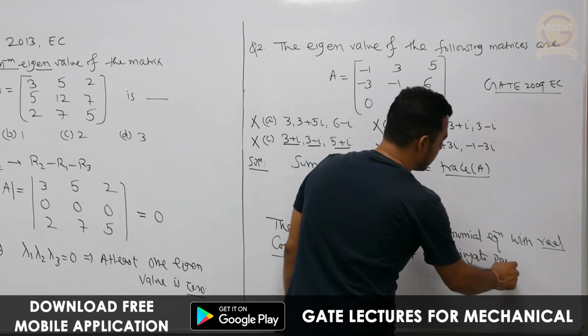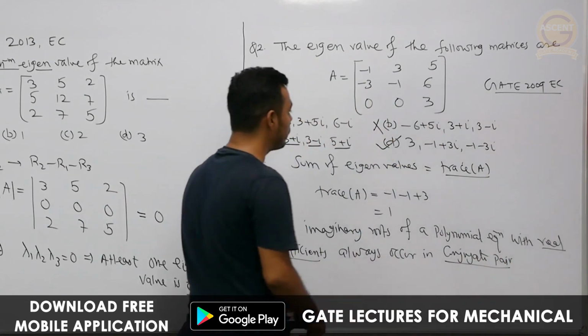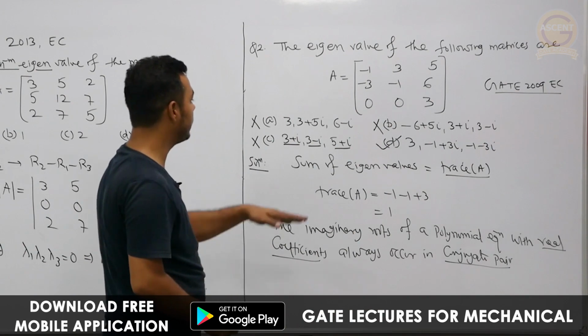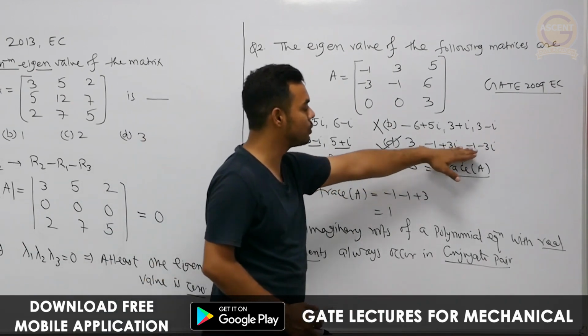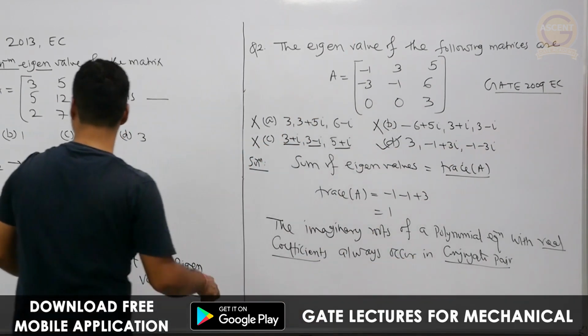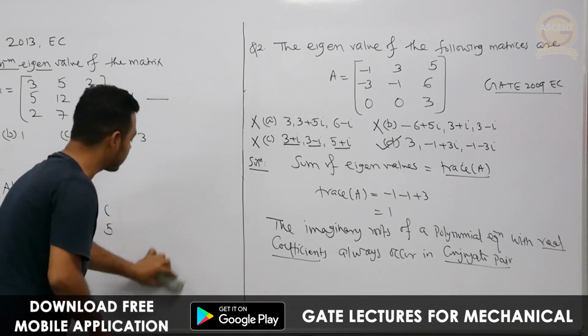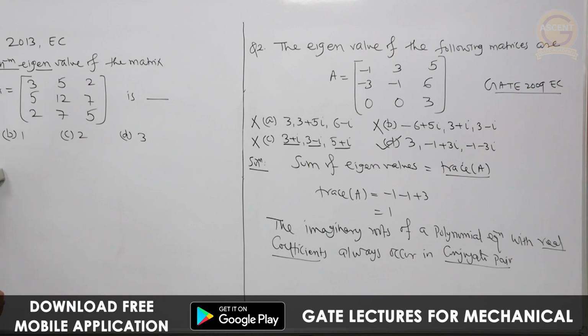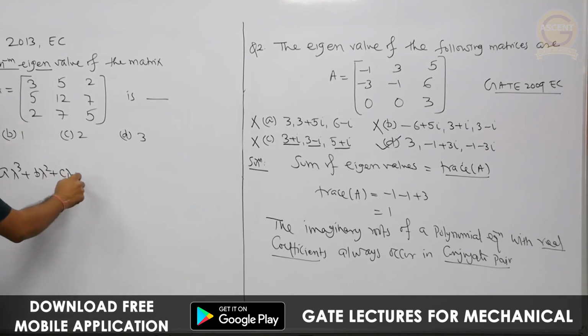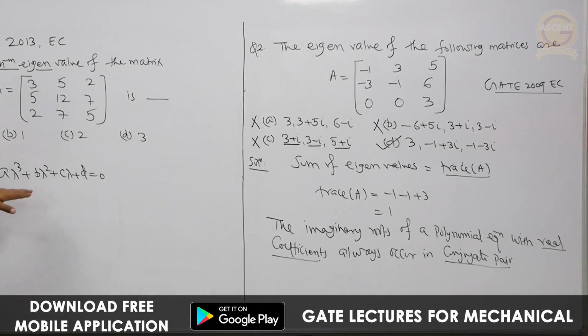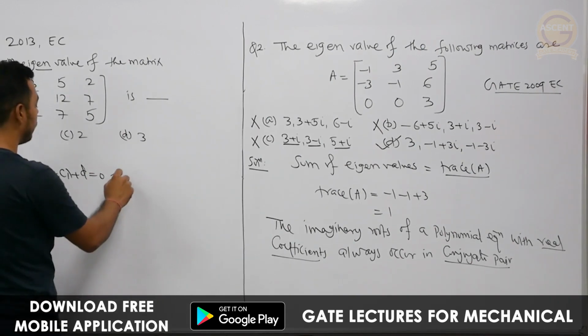So this point is very, very important. Now from the options you can see that only option D has imaginary roots in conjugate pairs. First let me explain what this conjugate pair means. Suppose I have a cubic equation, a lambda cube plus b lambda square plus c lambda plus d equals 0, and suppose it is known that this equation has one imaginary root. This cannot happen.